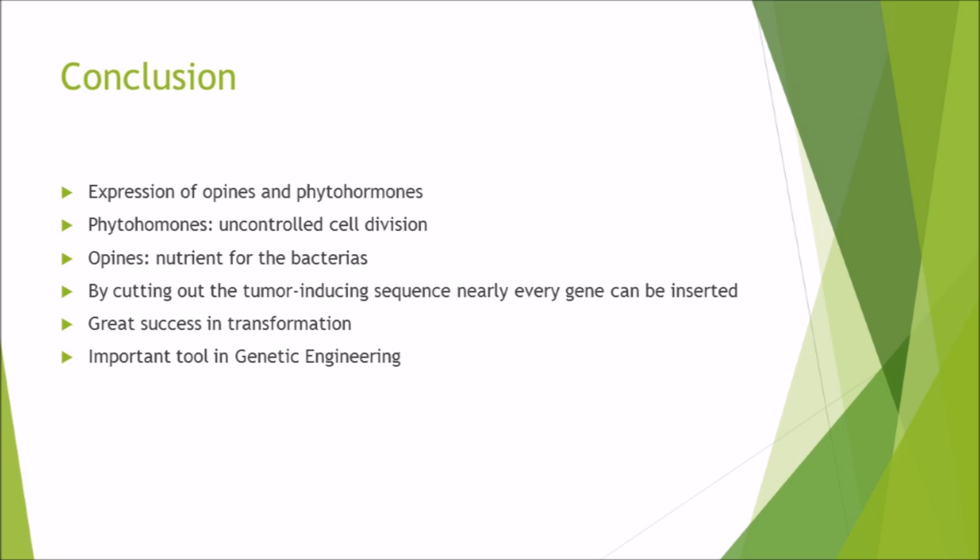And now the conclusion about the transformation by Agrobacterium tumefaciens. In nature, it leads to the overexpression of phytohormones and opines. The phytohormones are leading to uncontrolled cell division, which causes tumors. The opines are an excellent source of nutrients, containing carbon and nitrogen, only for the bacteria.